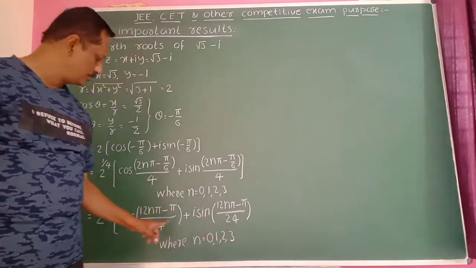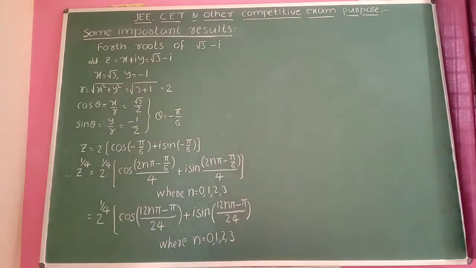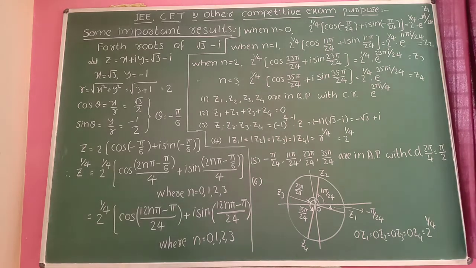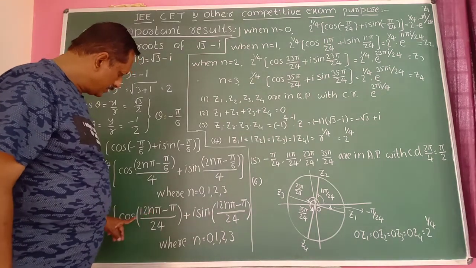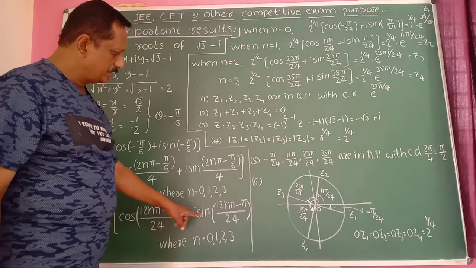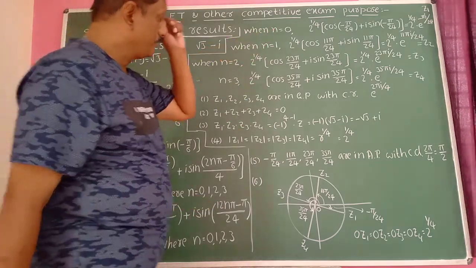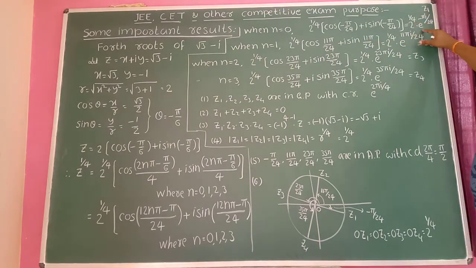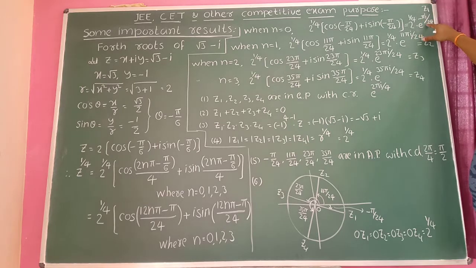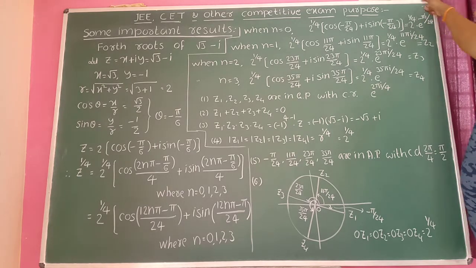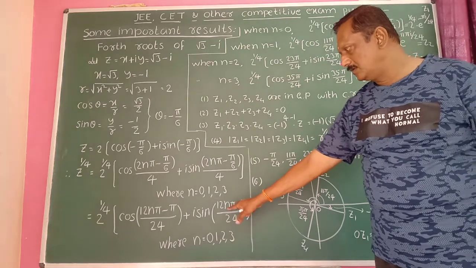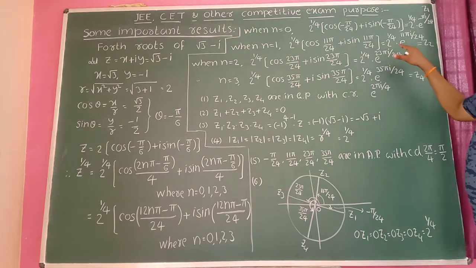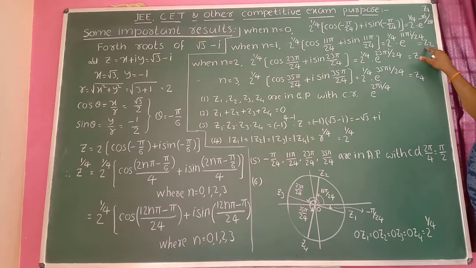Now we go on and substitute n values. When n is 0, cos of minus 5 pi by 24 plus i sin of minus 5 pi divided by 24. This is the polar form, and its exponential form is 2 raised to 1 by 4 e raised to minus 5 pi i by 24. Take this one as z1. When n is 1, 12 pi minus 5 pi becomes 7 pi by 24. So its exponential form is this. Take this one as z2.